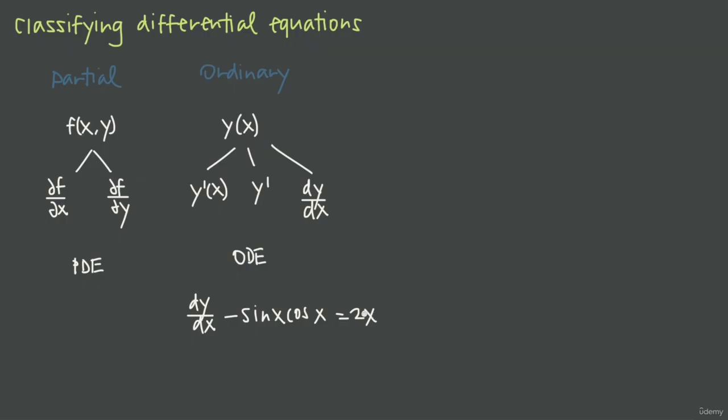Now, when it comes to classifying ordinary differential equations, we're interested primarily in three things: their order, their linearity, and their homogeneity, whether they're homogeneous or non-homogeneous. So we want to talk about the definitions of those three things, and then look at some examples of ordinary differential equations and define their order, linearity, and homogeneity.